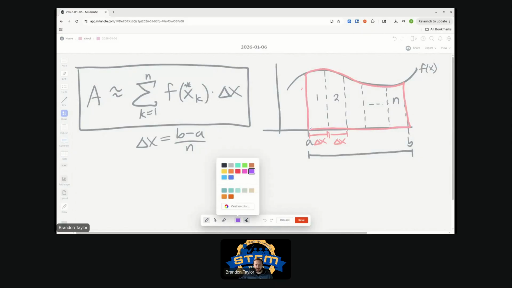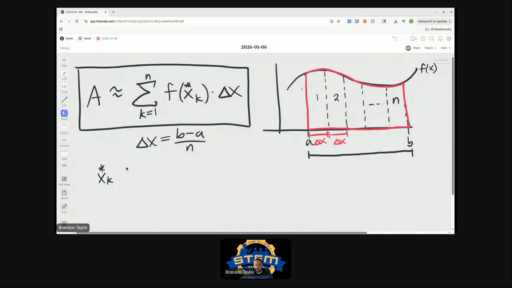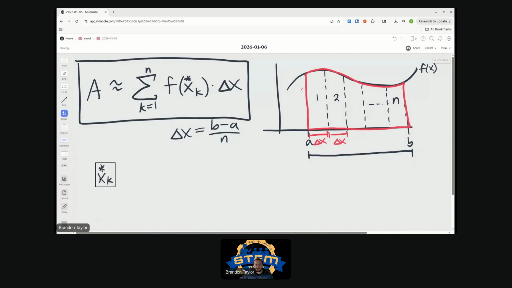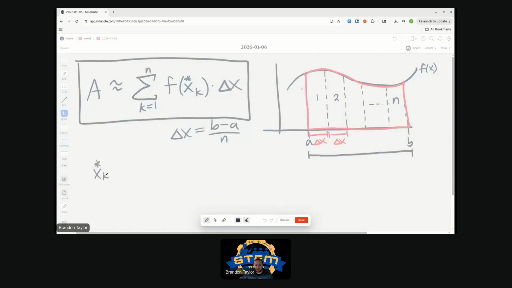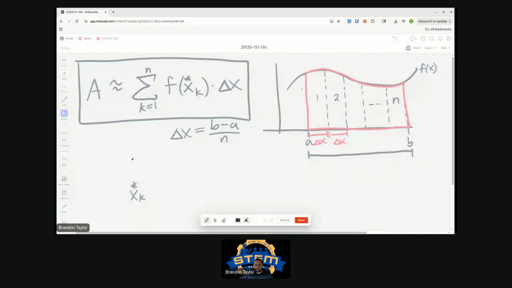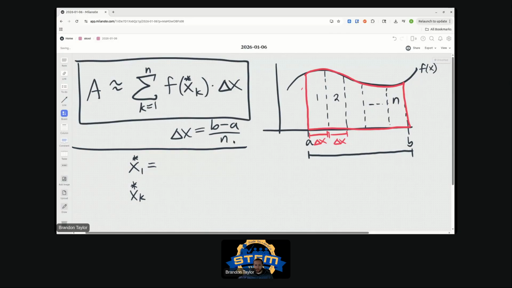Now, to be clear, we talked about this yesterday, but when you're talking about x, what we're really trying to find is x star k. There's a couple things to keep in mind. So the first thing to keep in mind is, let's talk about x star 1 for a second. What this means, remember, is a sample x value in the first partition. So in the first partition, let me draw that.